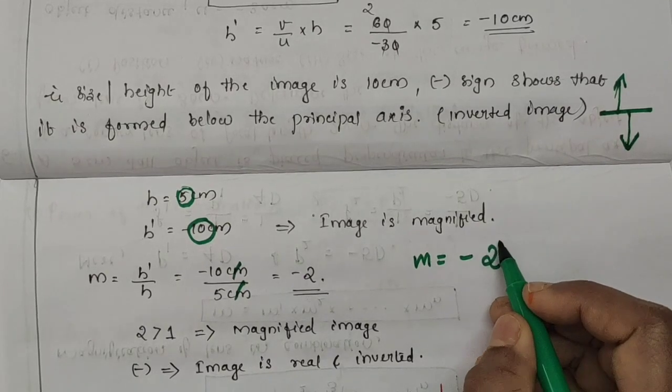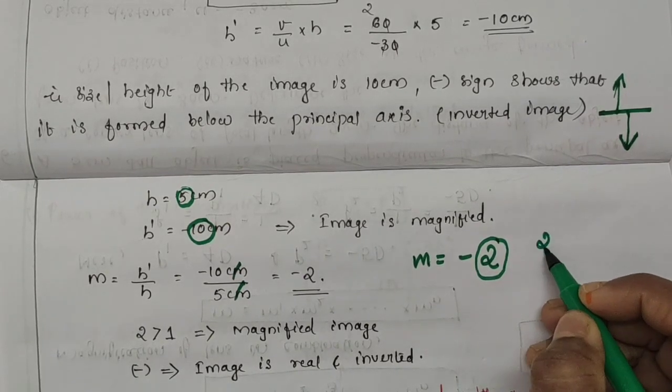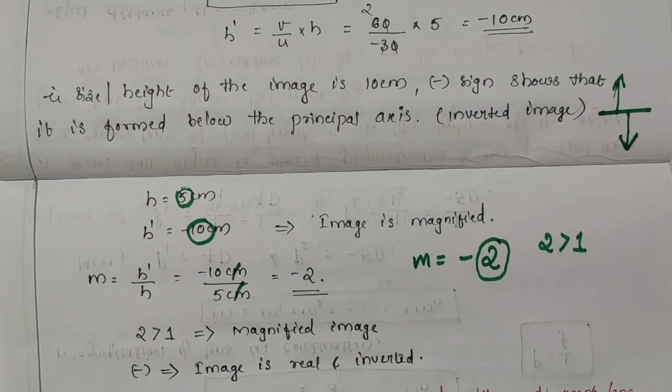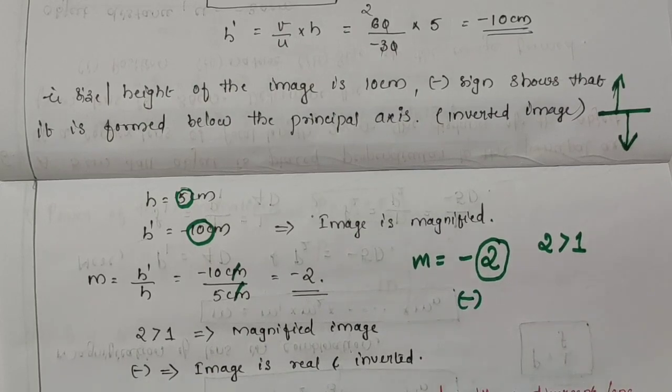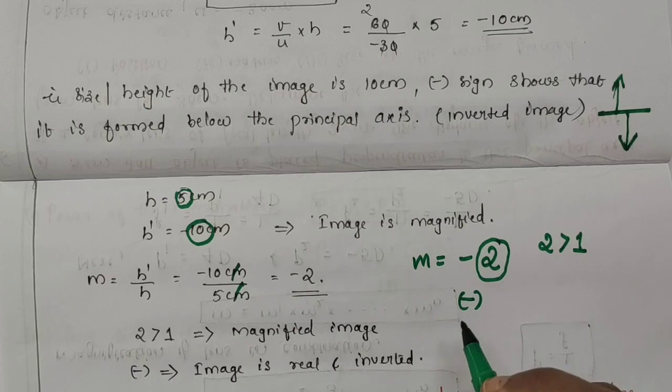See the number first. This 2 is greater than 1. That means the image is a magnified image. Now you see the sign, it is the negative sign here. M is negative. This negative sign actually indicates that the image formed is real and inverted.